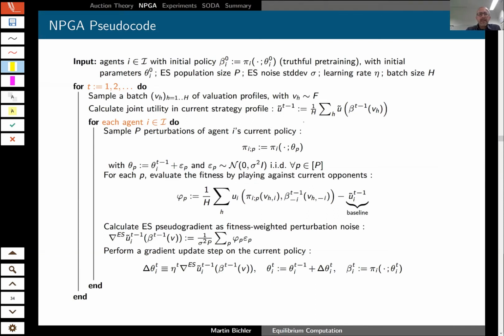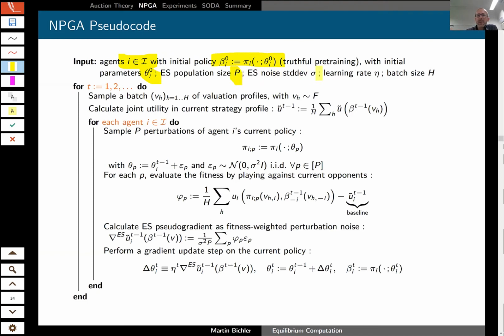What is the input? We have a set of agents, which are our neural networks. We have an initial policy, and this could be a random parameterization of the neural networks. What we actually do right now is pre-train the neural networks to be truthful. First of all, this has the advantage that the different runs in experiments are much more comparable. Second, it also showed that we converge a little faster. Then we have some initial set of parameters of the neural networks.